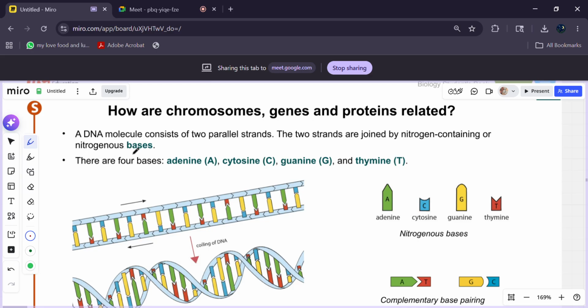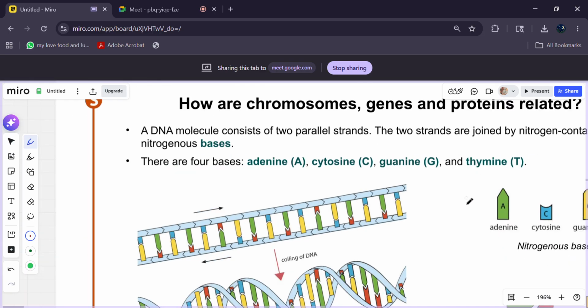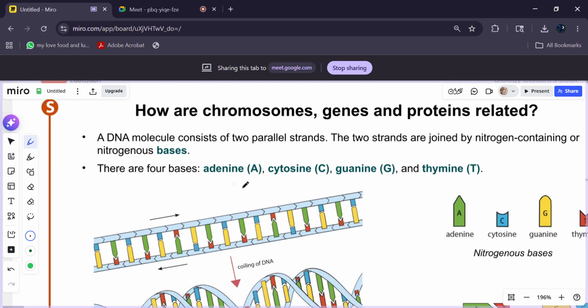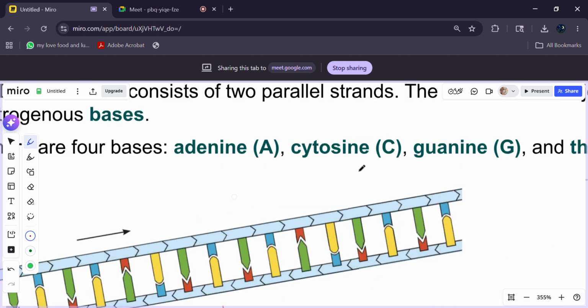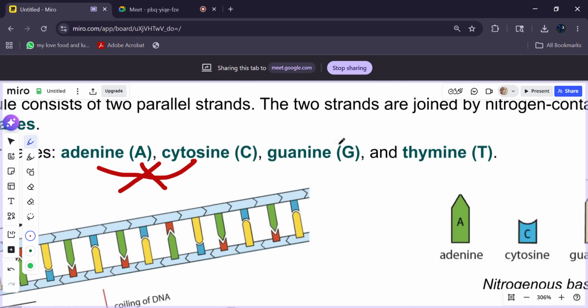The two strands are joined together by nitrogenous bases. There are four bases: adenine, cytosine, guanine, and thymine, which are A, C, G, and T. They each have their complementary bases. Adenine always combines with thymine, and cytosine always combines with guanine. You can never have an adenine and a cytosine combined together. These two cannot combine with each other.